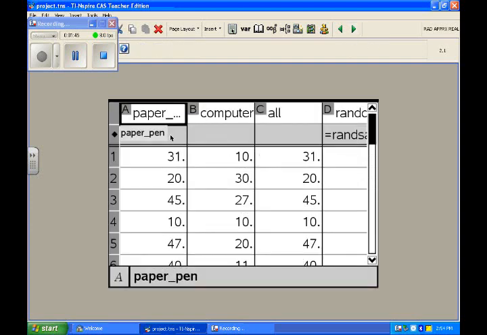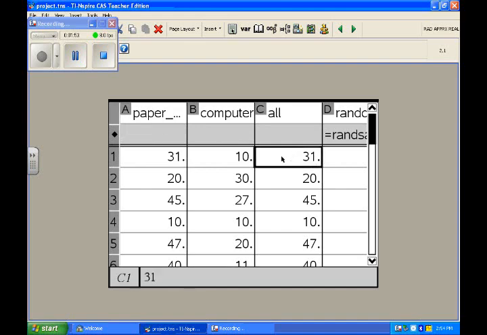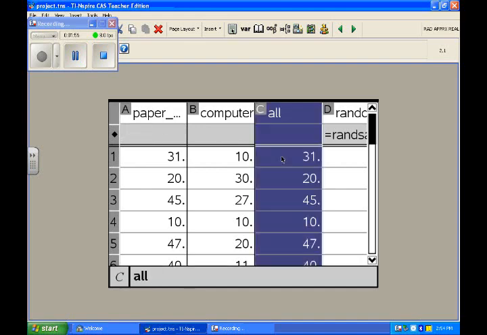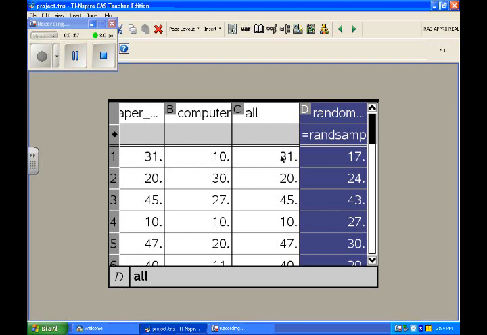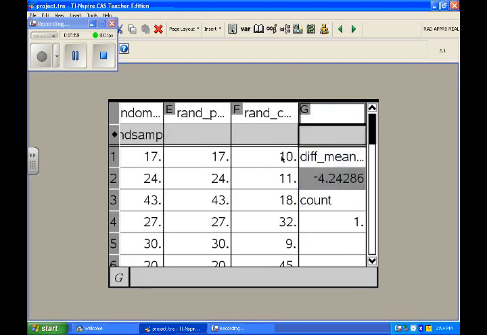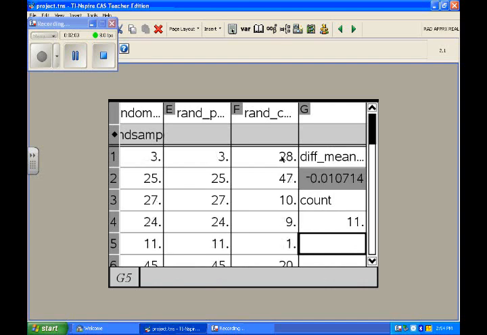So to answer this question, we set up a simulation. First, we chose to pool everyone together, as you can see in the all column. After this, we randomized by using the Control and R key on our computer. Every time we hit these keys, it pools, randomizes, and redistributes the subjects. As we randomize, our program captures all the mean differences in column G.